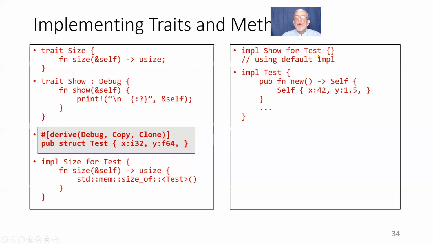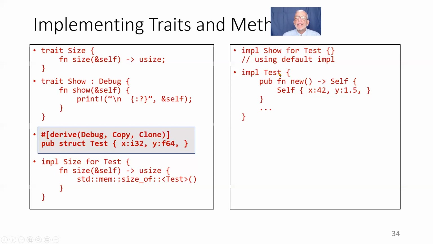Now here's impl Show for Test. I have to implement it if I'm going to use it, but it already has an implementation. So I just say impl Show for Test, empty braces. This says just use the default. I'm happy with the default. I don't want to define a new function. So I could have defined a new function, but it's like accepting a virtual function, not overriding a virtual function. The same idea in C++, we can do this by not overriding a virtual function. Same idea here. It's Rust's way of doing that.